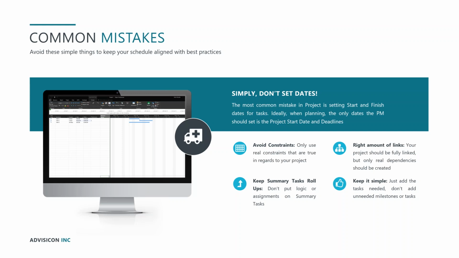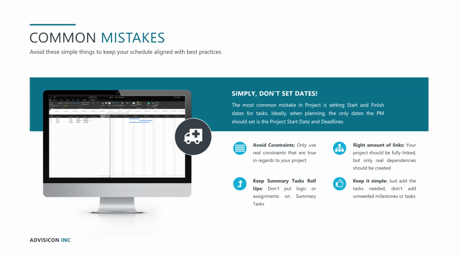And if the answer is yes, then sure, that constraint is valid and go ahead and put it in your schedule. But if the answer is no, and you just kind of got a feeling you want it to start there, probably shouldn't be setting that constraint. We should get that task to that area through a different method.